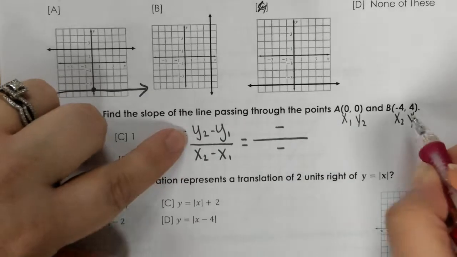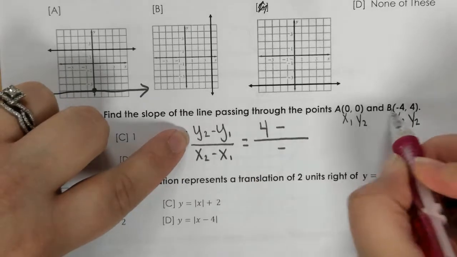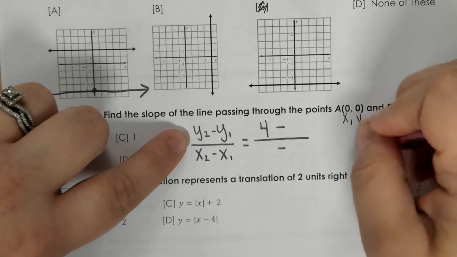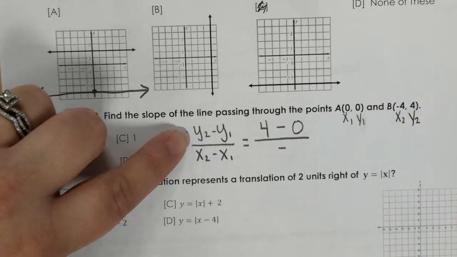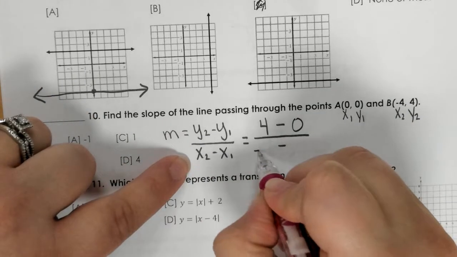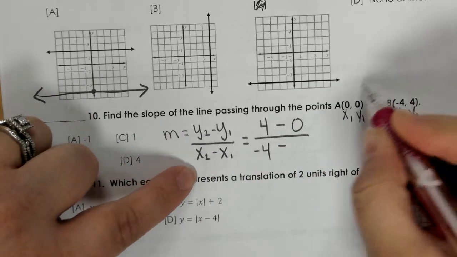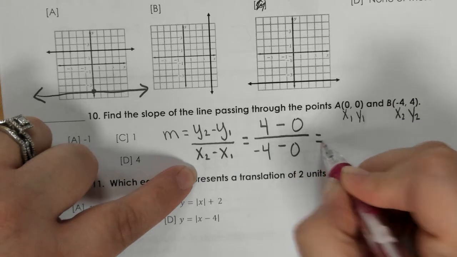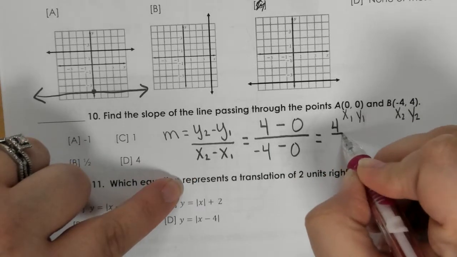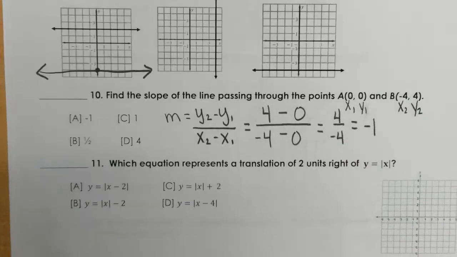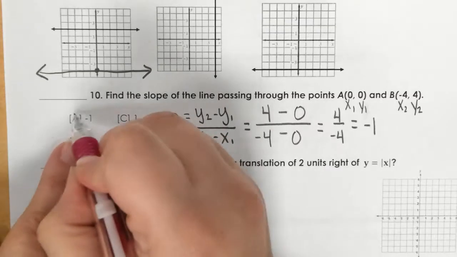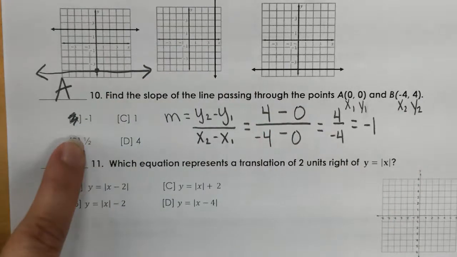So for Y2, we have 4, and that goes to Y1, which is 0. And then X2 is -4, and that goes to X1, which is 0. So if I subtract, I get 4 over -4, and that reduces to -1. So my slope is A, -1.